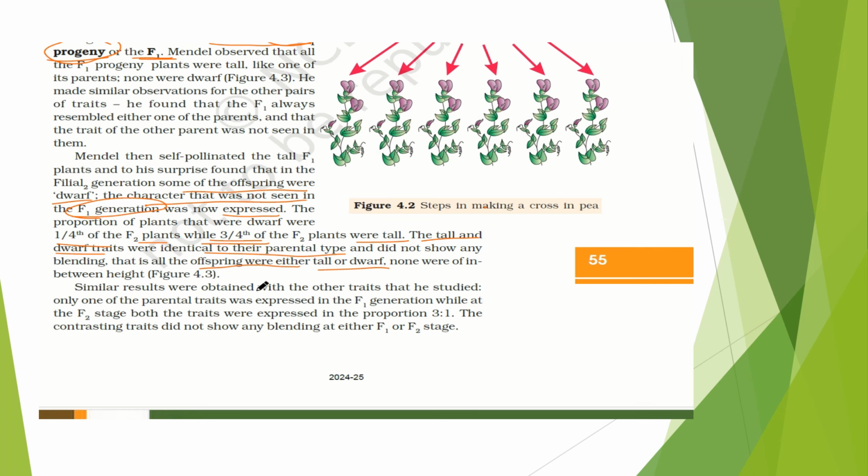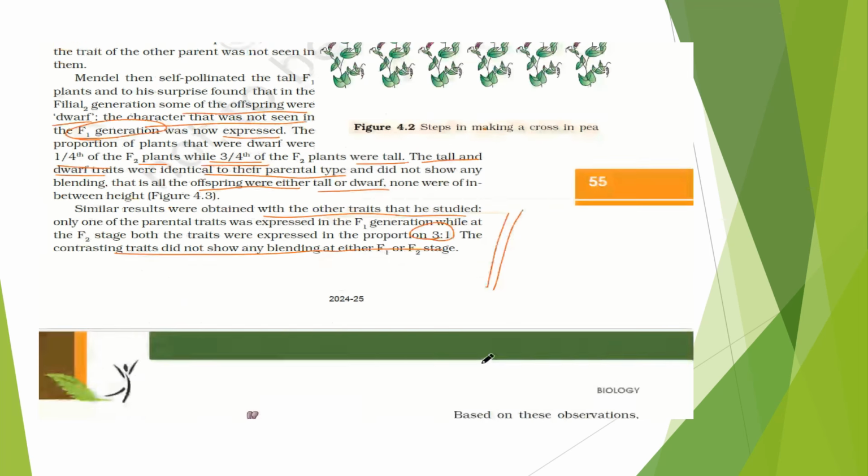Similarly, results were obtained with other traits also. He studied other characters, like purple flower, white flower, wrinkled seed, and round seed. In that, wrinkled was a recessive one and round was a dominant one. Like that, he continued several experiments. So he got a proportion of 3:1 in the F2 generation, okay? And the contrasting traits did not show any blending either in the F1 stage or in the F2 stage. So we should keep in mind that there was no blending there.